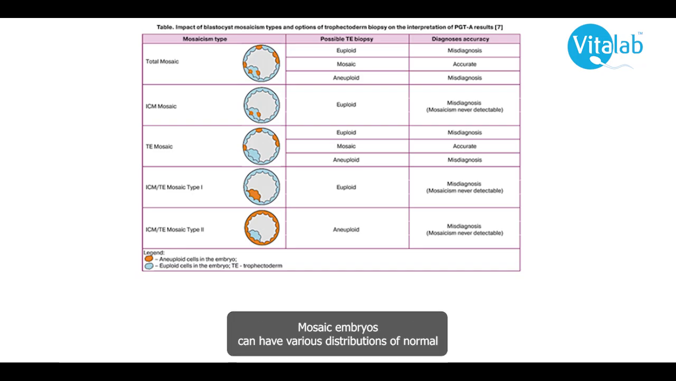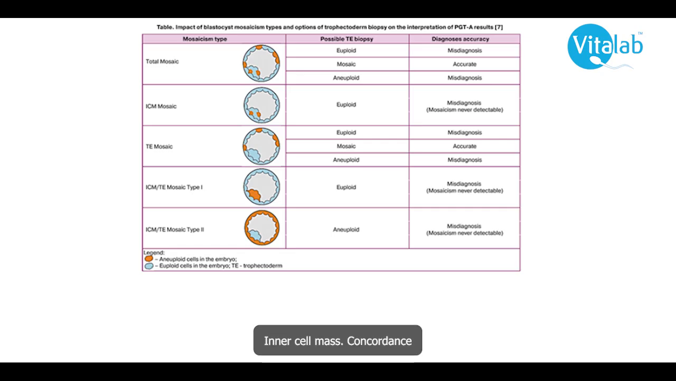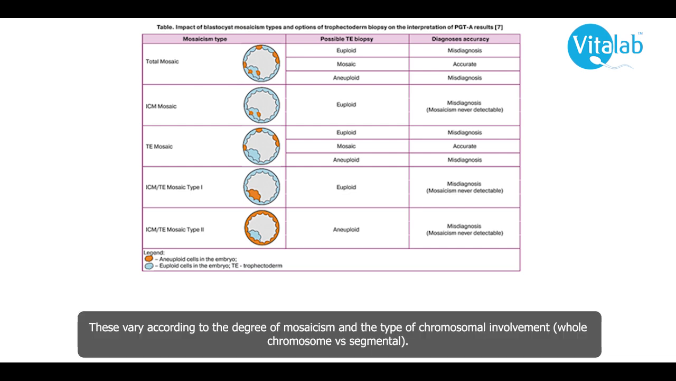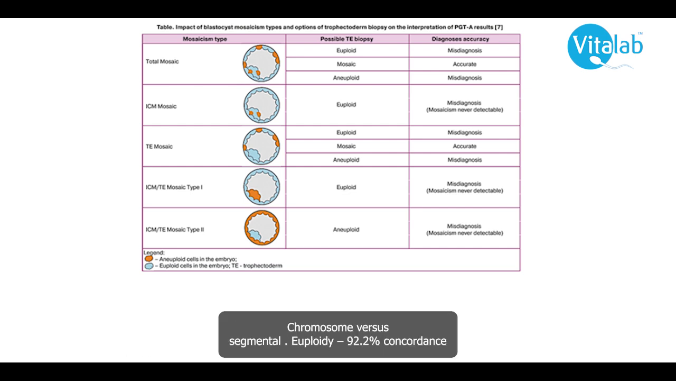Mosaic embryos can have various distributions of normal and abnormal chromosome populations within the embryo. This can contribute to a trophectoderm biopsy, which provides an inaccurate assessment of the genetic makeup of the ICM, inner cell mass. Concordance between biopsy results from trophectoderm versus the inner cell mass varies according to the degree of mosaicism and the type of chromosomal involvement, whole chromosome versus segmental.